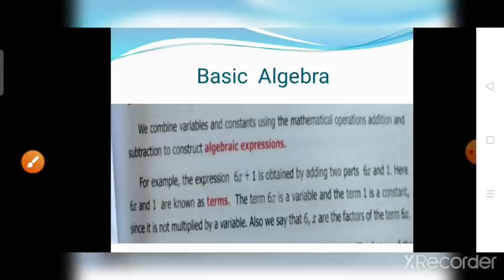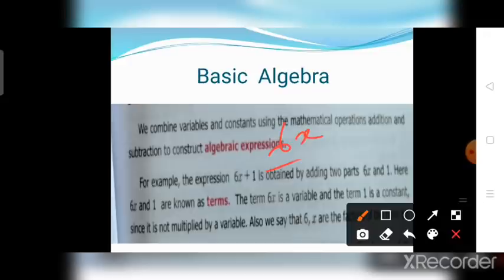6x plus 1: this one is one term, and this one is another term. Are you understanding, students? The term's factors mean 6 and x. This one is a factor. Are you understanding?